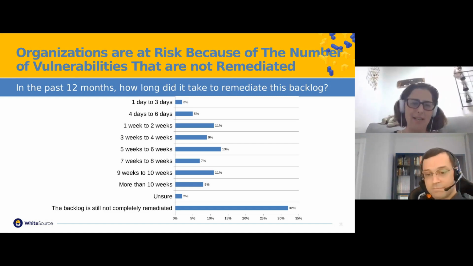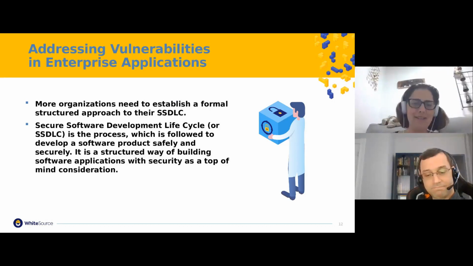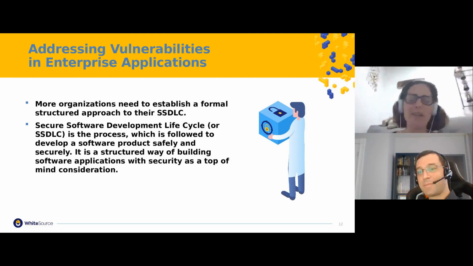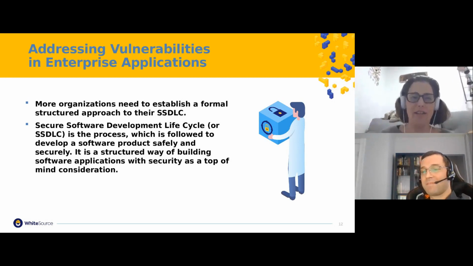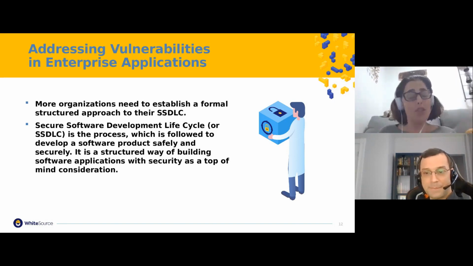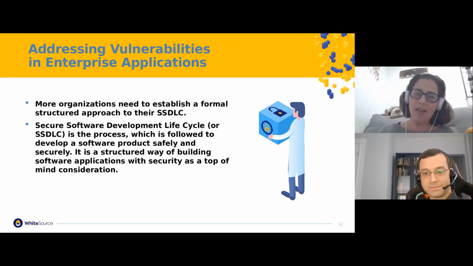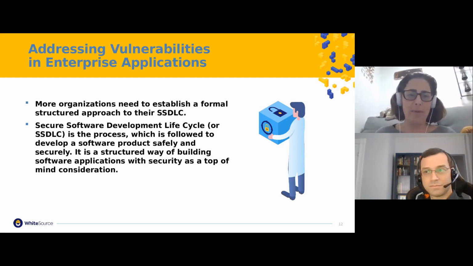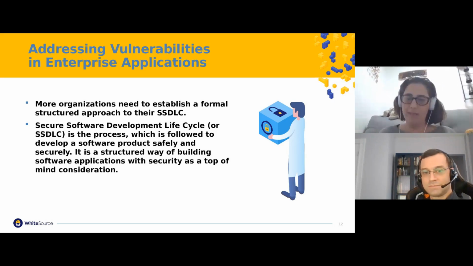Okay. So let's capture a little bit the finding of this section. It understood that more organizations need to establish a formal structured approach to their secure software development lifecycle, and to incorporate the security into the SDLC in a way that will enable applications with a higher security and making security a top consideration in their development cycle.